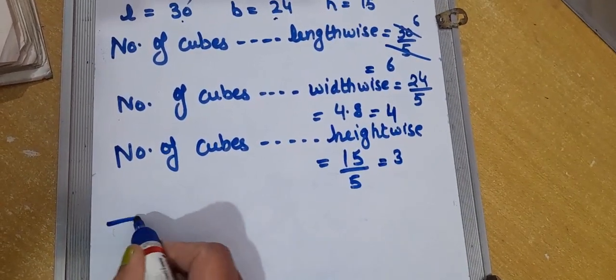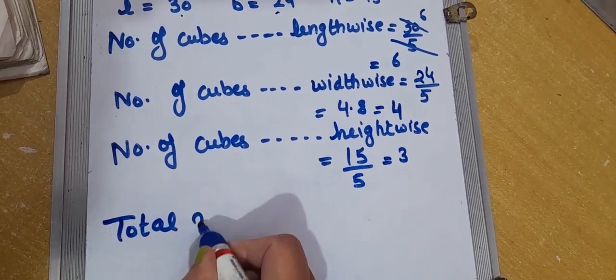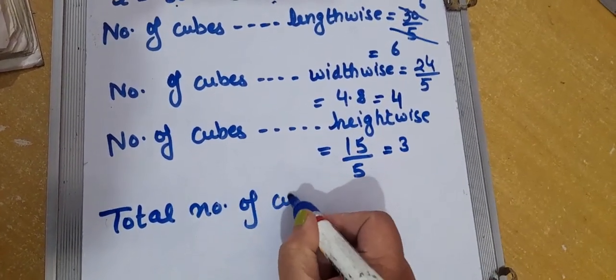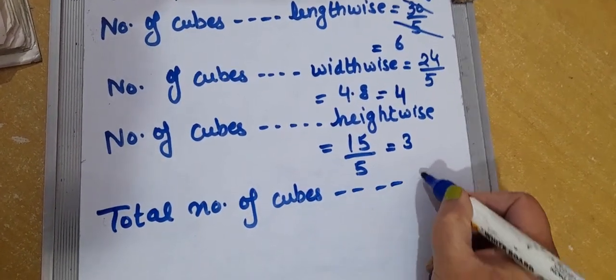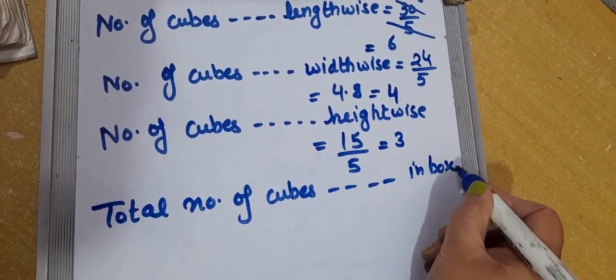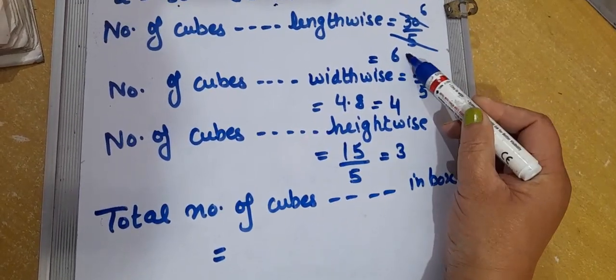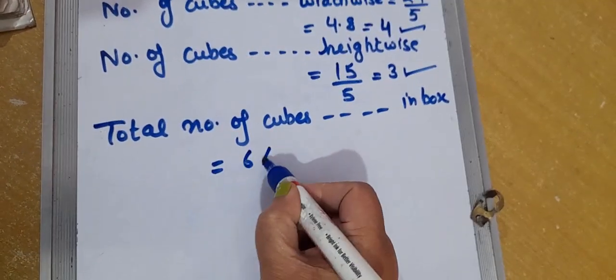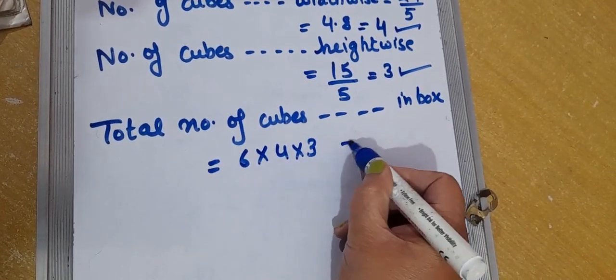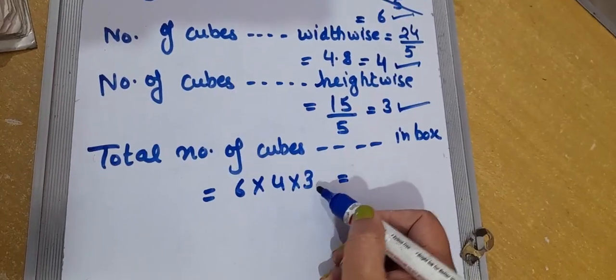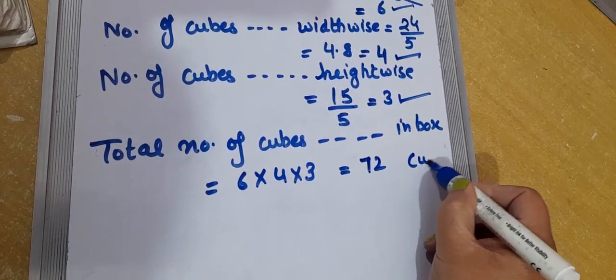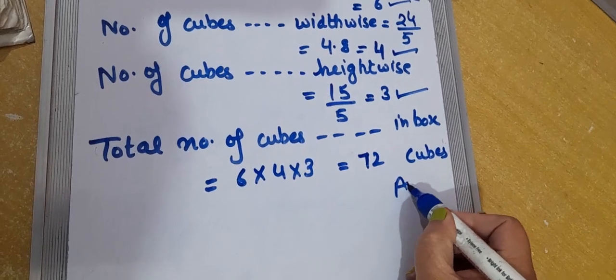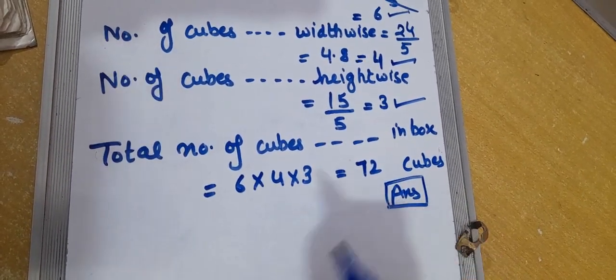So as we have done earlier, the total number of cubes that can be placed in the box will be 6 into 4 into 3. That is 6 4s are 24, 24 3s are 72. 72 cubes. This is our answer.